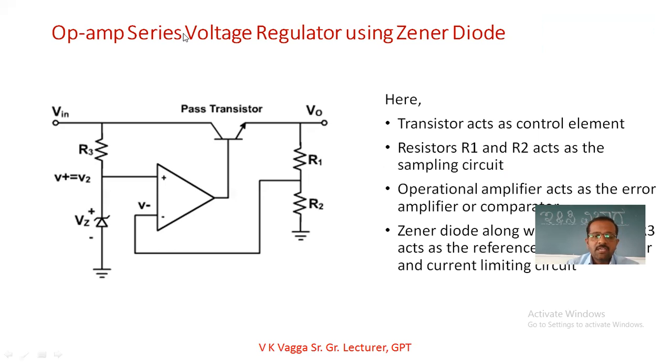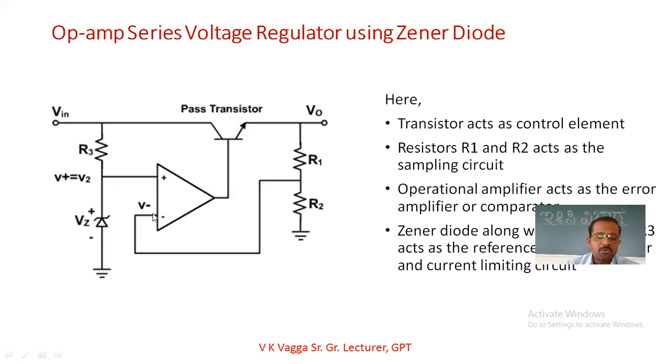According to that, the decreased voltage is going to be available at the sampling circuit, in between R1 and R2, and it is also going to decrease. This decreased voltage is going to be applied as the inverting input for the error amplifier, and the error amplifier is going to compare that voltage with the reference voltage, which is given by the VZ.